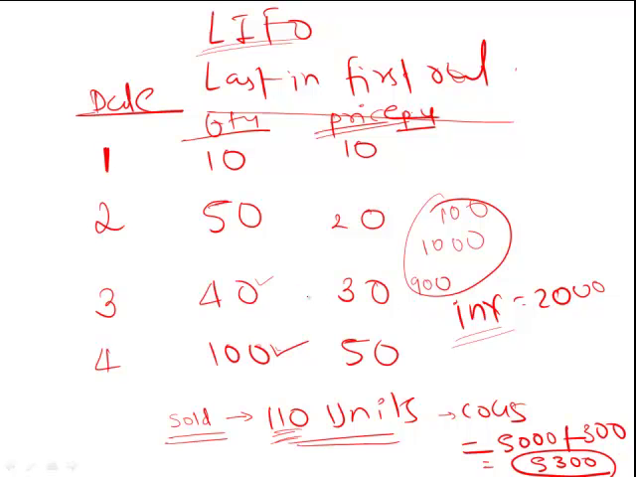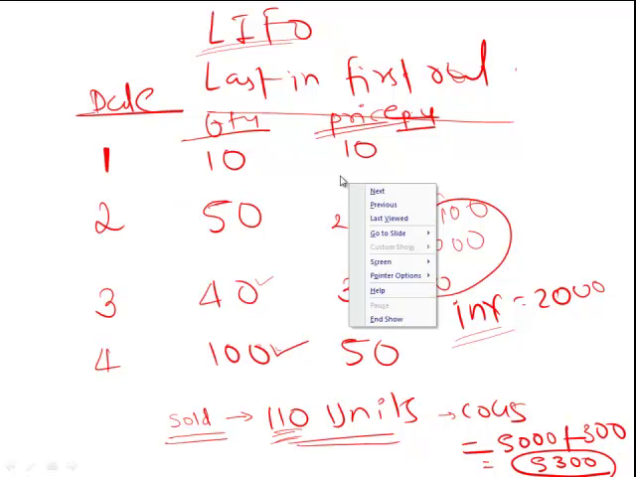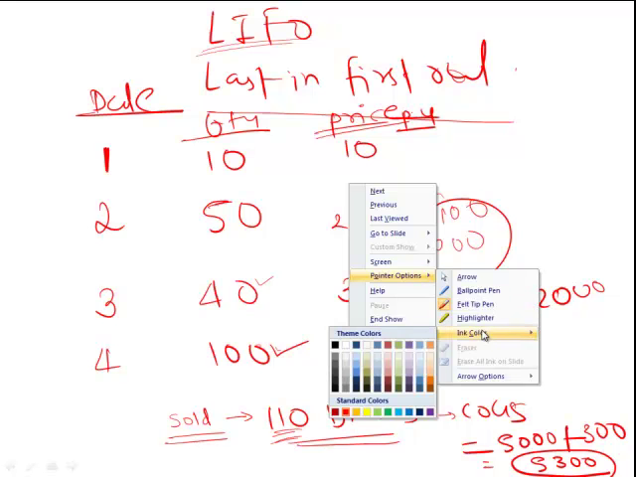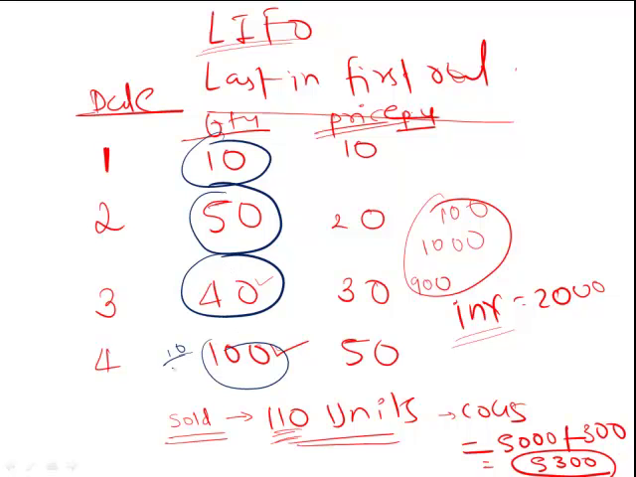Yes. Now the next method is FIFO. In fact, we can use the same example. Now if I wanted to use FIFO and I would have sold 110 units, I would say that the entire 10 from here are sold, entire 50 from here are sold, 60, then entire 40 sold, 100, and then 10 units from here have been sold.